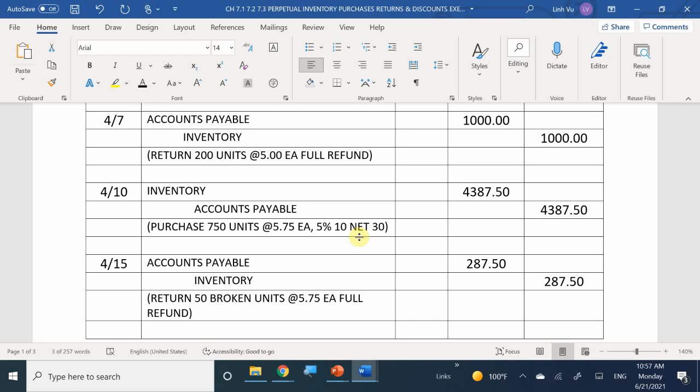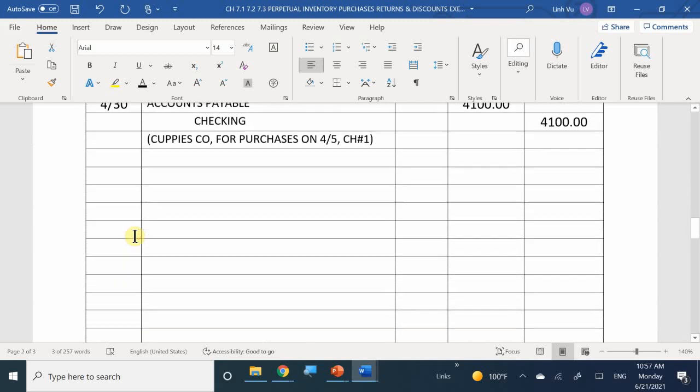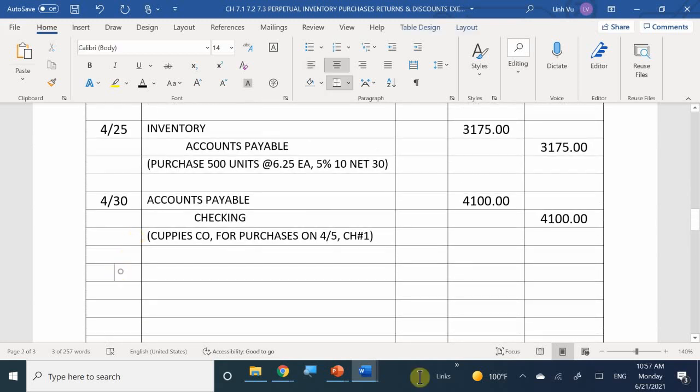Now let's take a look at this. Did I meet my discount period? Did I meet the terms? No. I only had until April 20th to pay them to get my 5% discount in this case. I missed it once again. So that's okay. So how am I going to journalize this payment here?